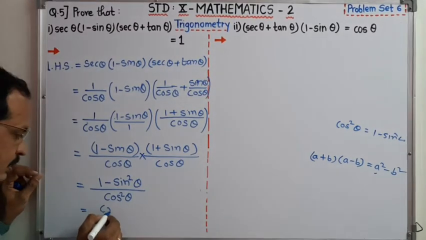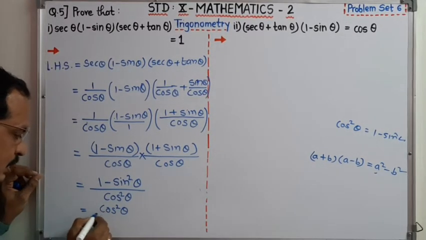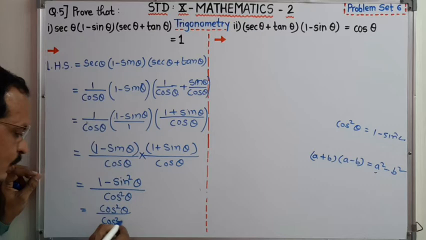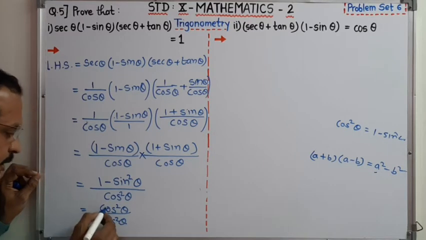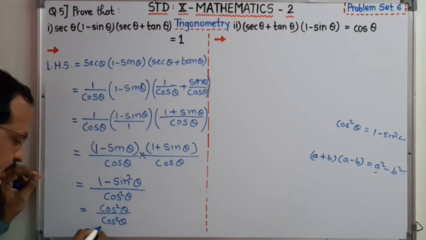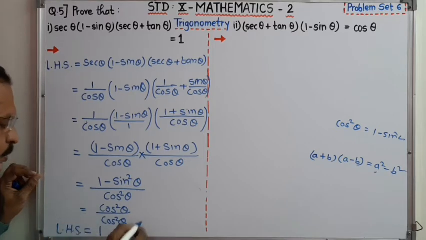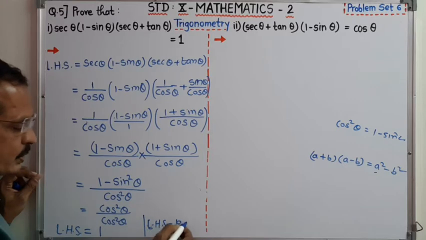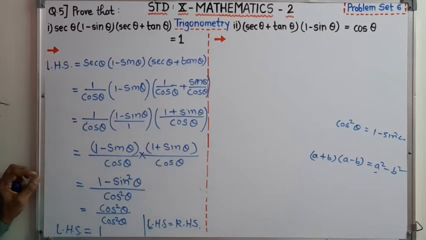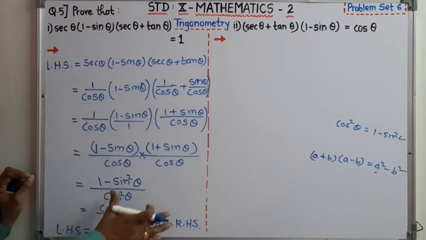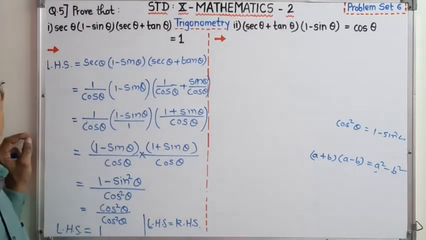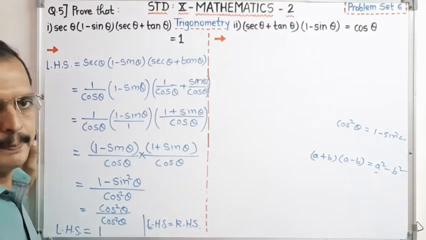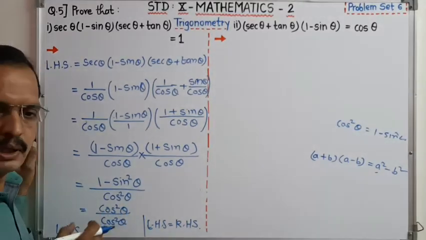Therefore we write here cos square theta upon cos square theta, and the cos square theta gets cancelled, it is 1. Therefore LHS is equal to 1. We can write LHS is equal to RHS. Very simple thing. You just have to know which formula, which identity we have to apply. Go through this sum again.